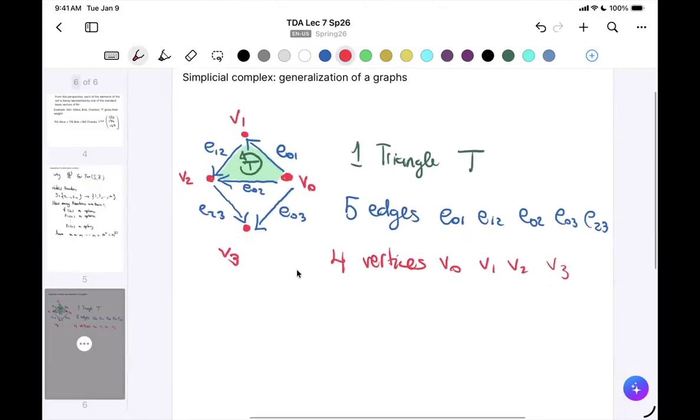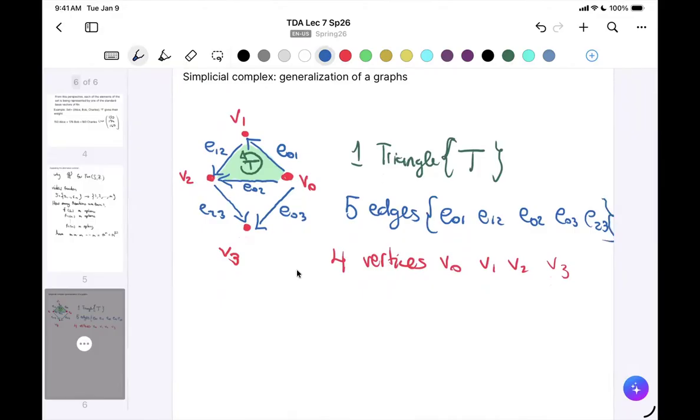I'm going to have 2 matrices here, but for that, we have 3 sets. That's how I want you to think about it. So just to use set notation, you have this set of a single triangle, a singleton, this set of 5 edges, and this set of 4 vertices. Okay?